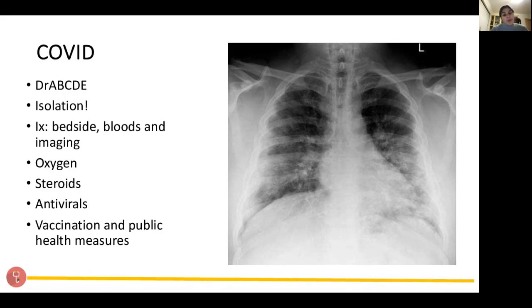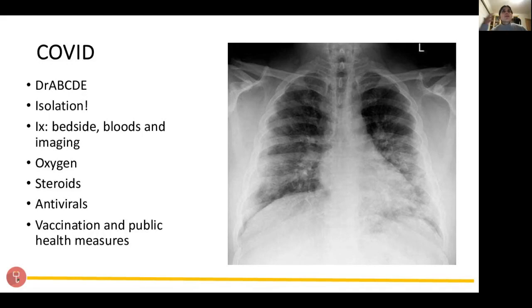Imaging wise, what sort of imaging? So you've done a chest x-ray, you might want to do a CTPA as well, if you're particularly concerned. And then we talk about management now. It's things like oxygen, you're giving people steroids like dexamethasone if you think they need it. There's also the antivirals, so things like Paxlovid and remdesivir.